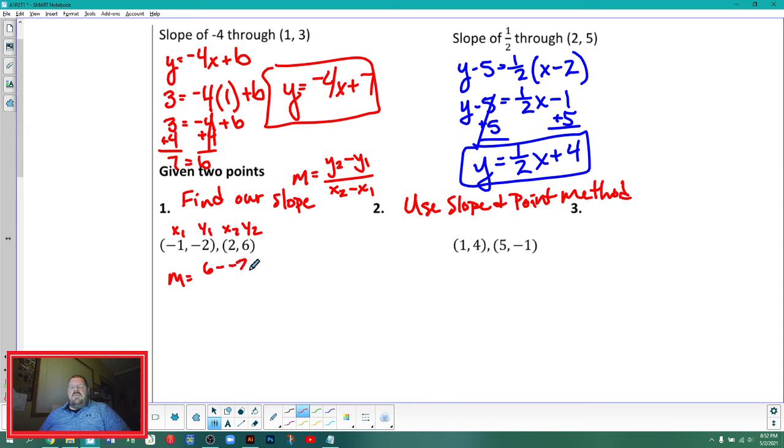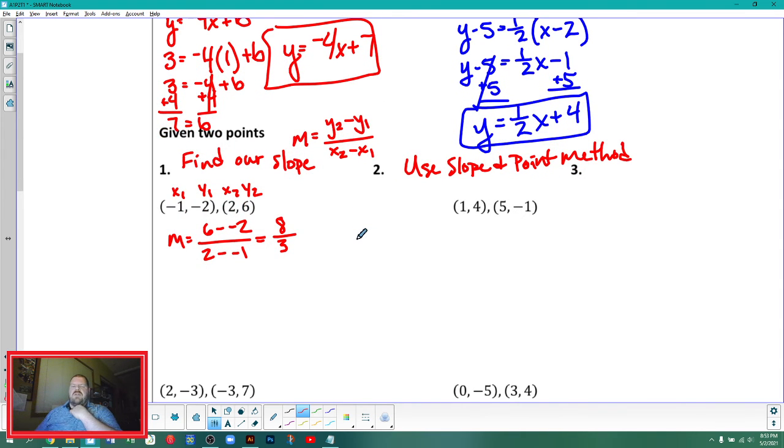6 minus negative 2 over 2 minus negative 1. 6 minus negative 2 turns into 6 plus 2, and that's 8. 2 minus negative 1 is going to be 3. So we get 8 over 3 as the slope, and then I have 2 points that I can pick from. Maybe on the left ones I'll do the slope-intercept way, and the right ones I'll do the point-slope way, just to mix it up and let you see more of those different options that you have.